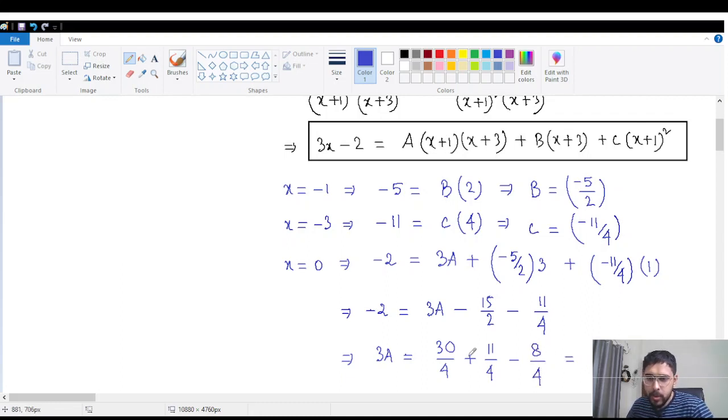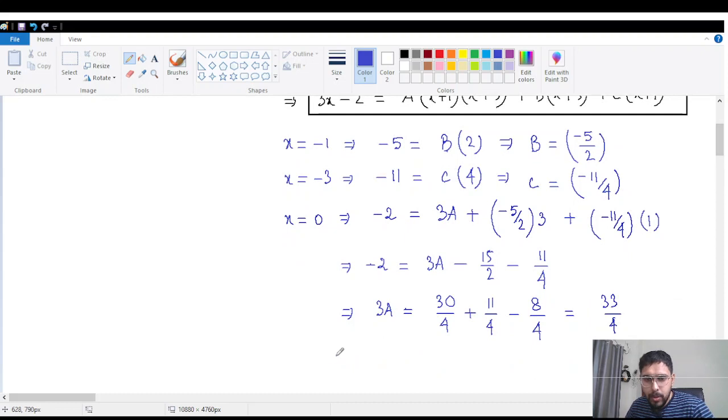So the total gives you 30 plus 11 is 41, and 41 minus 8, so 40 minus 8 would have been 32, so 41 minus 8 would be 33/4. Okay, 41 minus 8, yeah, let me just calculate once. 30, 40, 41 minus 8, yeah, 33/4. So from here we can deduce the value of a will be equal to 33/4 divided by 3, which is 11/4, positive. So this is one conclusion, and this is another conclusion.